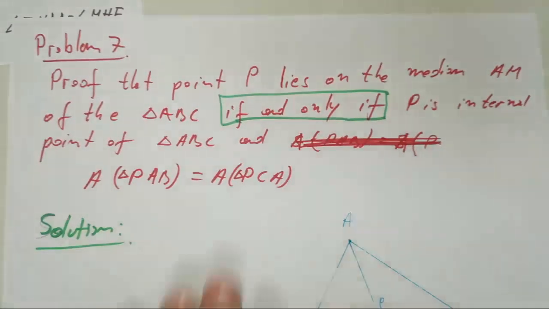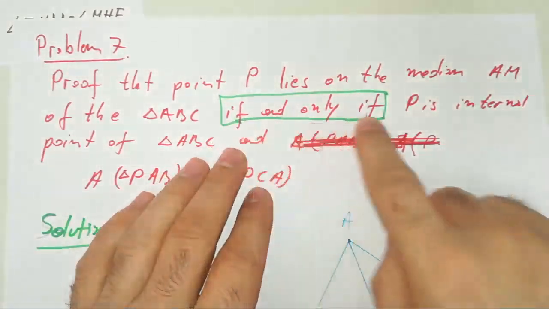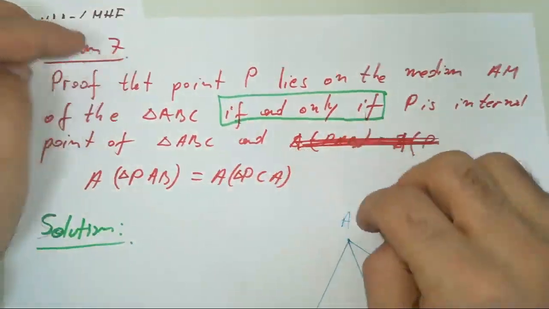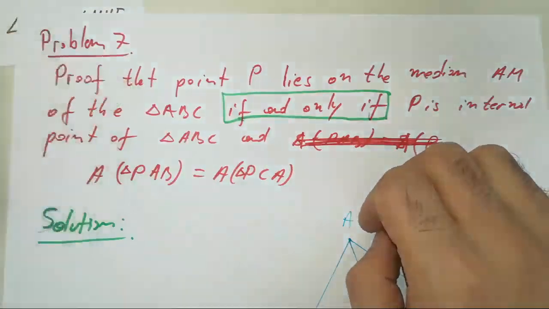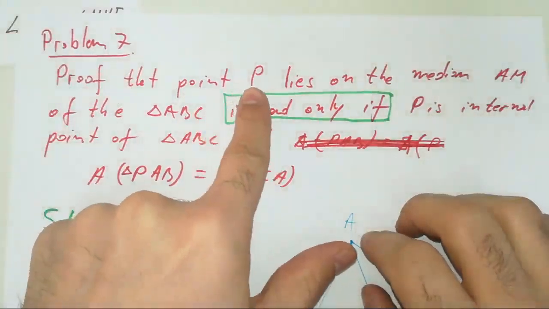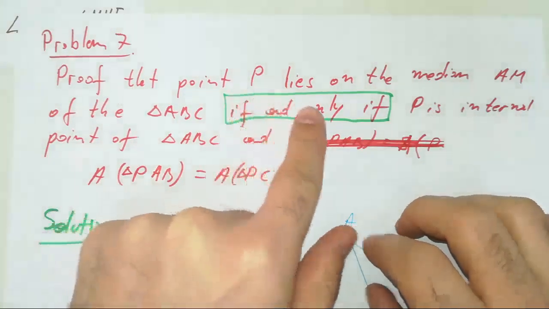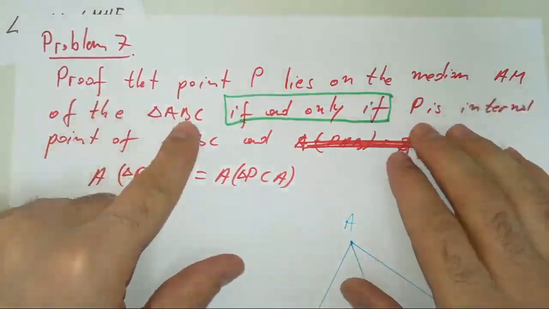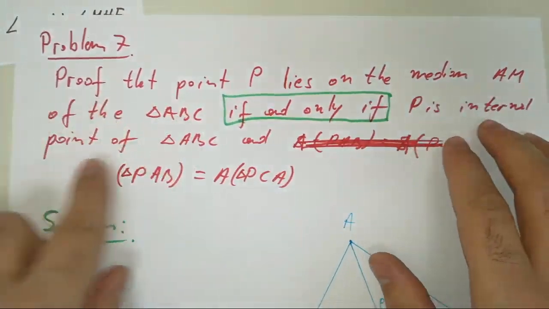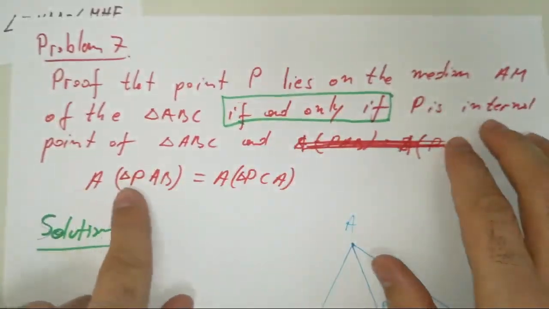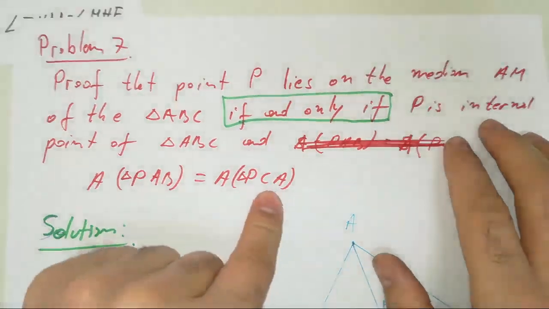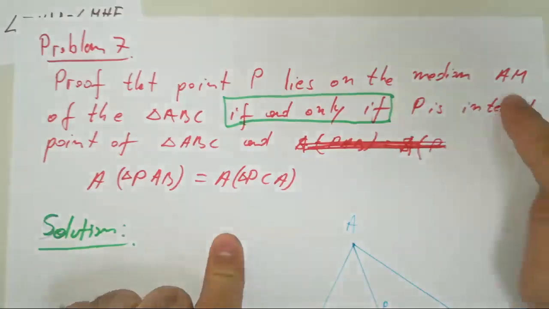As you see, we have two parts here. The logical operator if and only if means that from the first part we get the second part, and from the second part we get the first part. So in this case, the first proposition is that the point P lies on the median AM of the triangle ABC, and the second proposition is that P is an internal point of the triangle ABC and the area of the triangle PAB is equal to the area of the triangle PCA. So this part is the second proposition, and this part here is the first proposition.